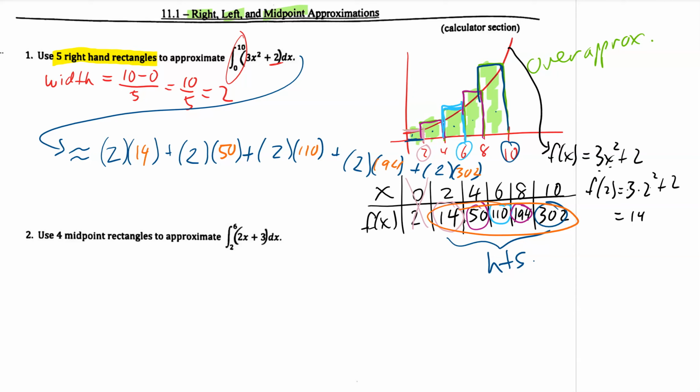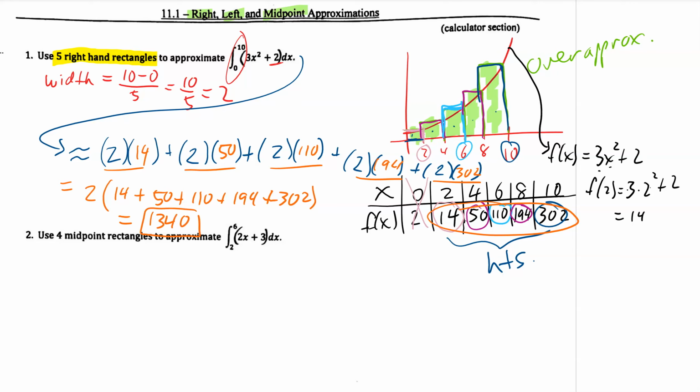Now, one thing you'll notice is they all have a 2. Look, each product has a 2 in it, right? So what we can do is factor out the 2, and then we could have just said what's 14 plus 50 plus 110 plus 194 plus 302. All right. So either way, one way or another, we're going to work this all out. We're going to get a final answer of 1,340 square units, whatever that is. They didn't give us inches or feet or anything like that. So technically we have our answer.